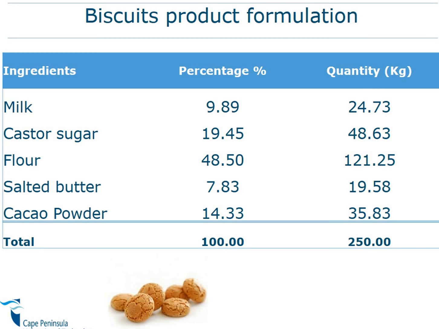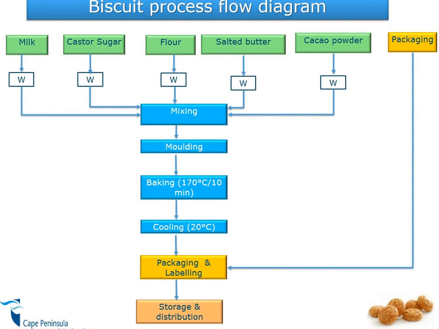So then you're asking yourself, how does this fit, say, into a food process flow diagram? The next step is, this is how it fits. So then I would have a biscuit process flow diagram. If you remember my ingredients, I had milk, caster sugar, flour, satchel butter, cocoa powder, and now I have an introduction, which is a new component, which is packaging.